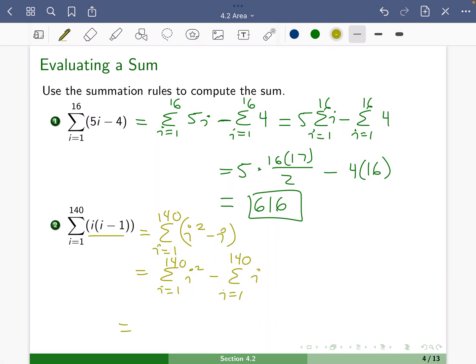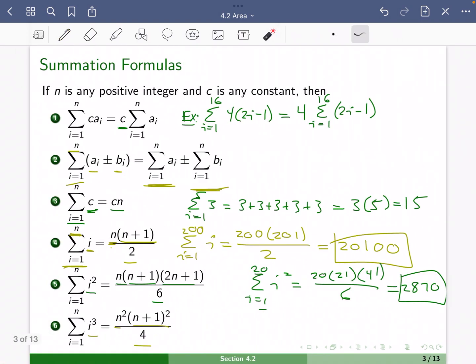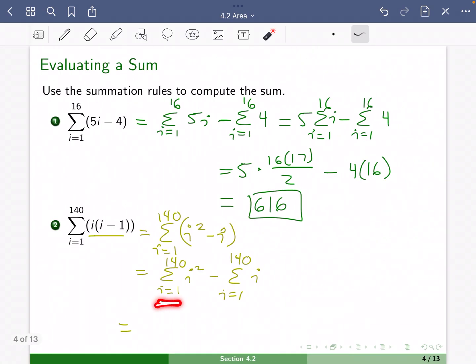And now we can use our rules. So for i squared, let's turn back and look at that rule. For i squared, our rule was right down here. It is n times n plus 1 times 2n plus 1 over 6. It does need to start with 1. Let's just verify that. Here, our summation does start with 1. And so we'll have 140 times 141 times 2 times 140 plus 1. So that would be 281. And that is all over 6.